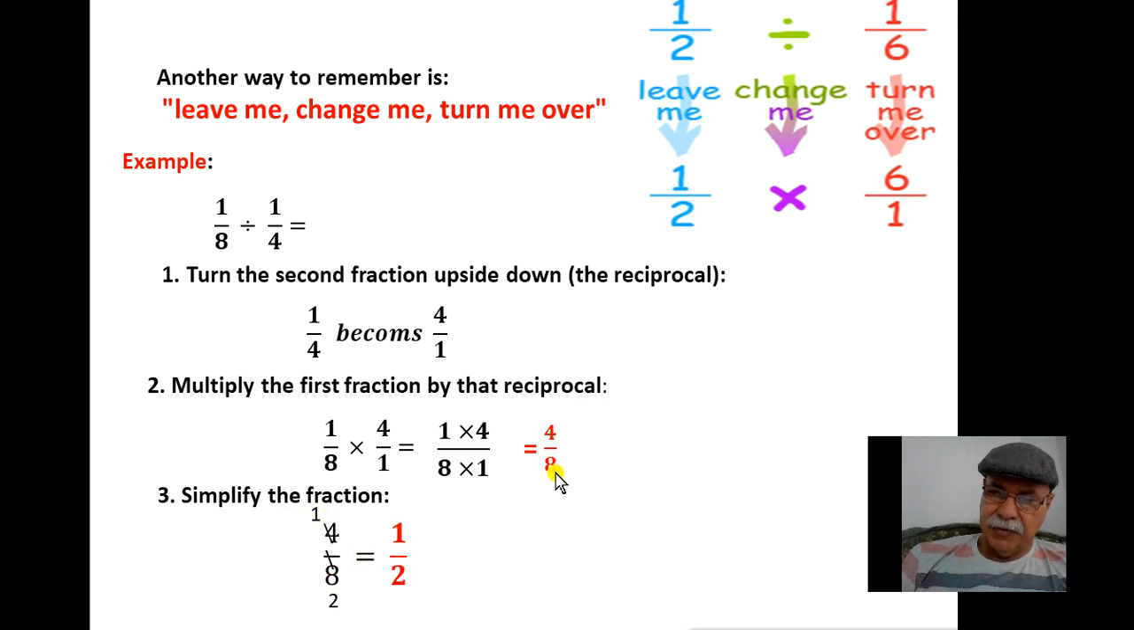It becomes 4 over 8. We simplify this as a half. The equivalent of 4 over 8 is half.